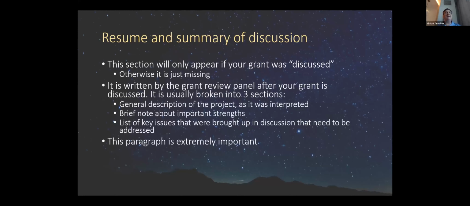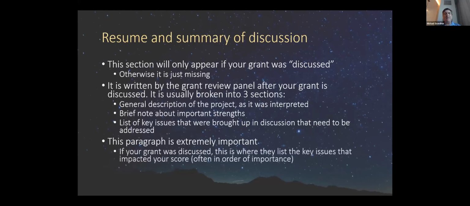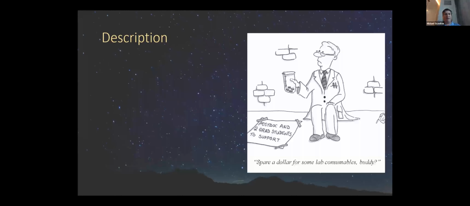This paragraph is extremely important. And if you think back to yesterday, you'll know why. If your grant was discussed, this is where they list the key issues that impacted your score, often in order of importance, either on purpose or just because that's how the brain works and we organize things that way. Notice that the paragraph he gave was not every comment and criticism that people raised, it was the ones that generated discussion or snagged on the group. So that's why I'm harping on this paragraph. In my opinion, it is the most important part, because that's what gives you direction as to what's most important.